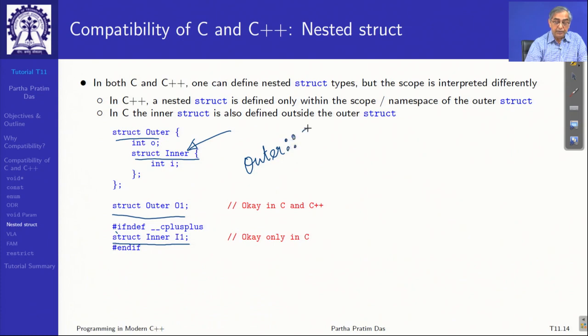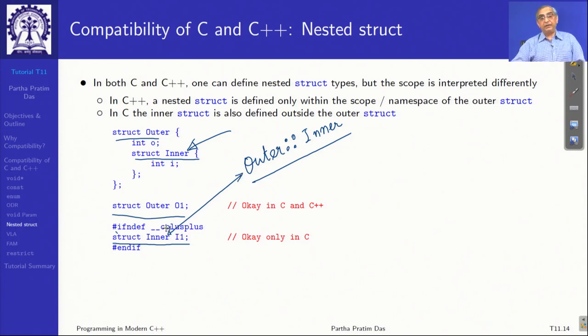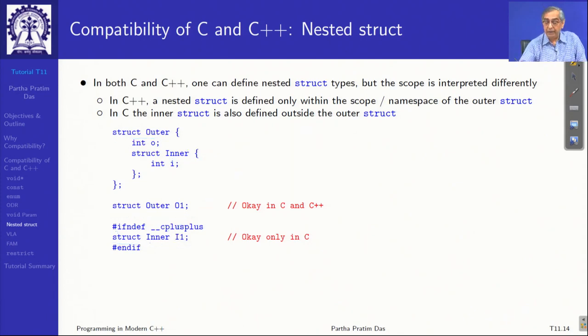So, the actual name of this inner is not inner, it is outer::inner. Right. So, you can see the difference between C and C++ in case of nested structure. There is no C++ feature apparently here, but the interpretations are very different, and therefore, you will have incompatibility between them.